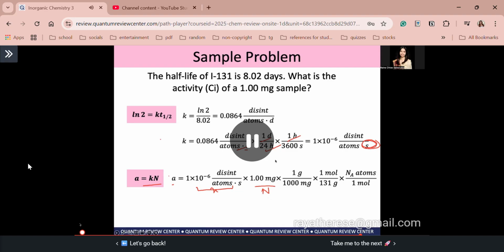Then convert this first to grams, guys. So 1 gram is equal to 1,000 milligrams. Cancel milligrams. And then convert it to mole. So the molar mass of iodine-131 is 131, given dito. So 1 mole is equal to 131 grams. Cancel grams. Then you cancel the moles here.